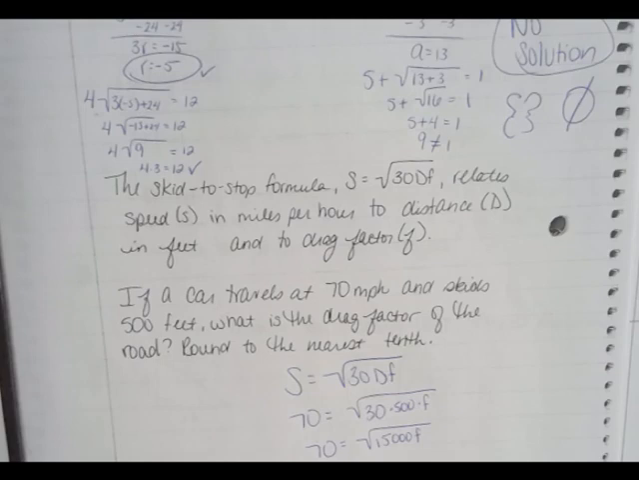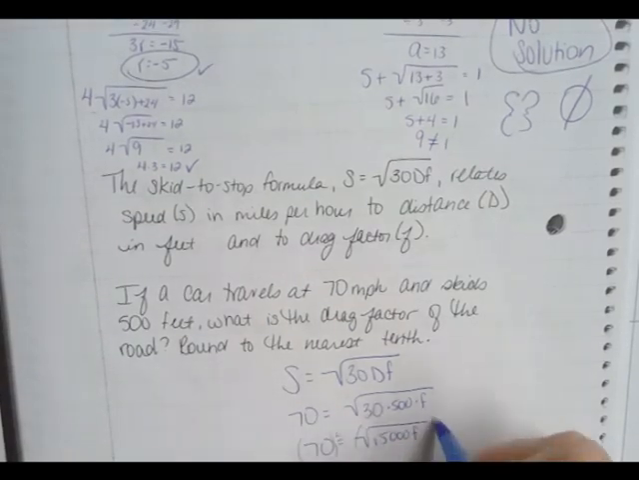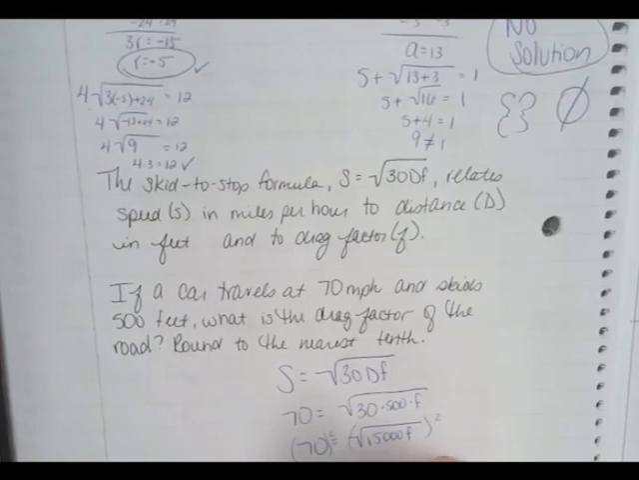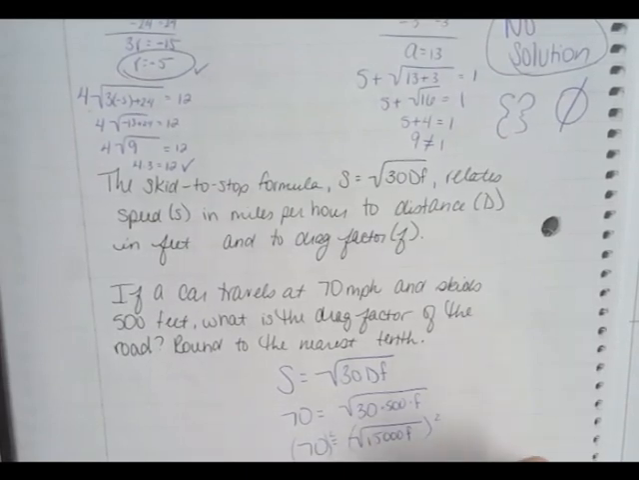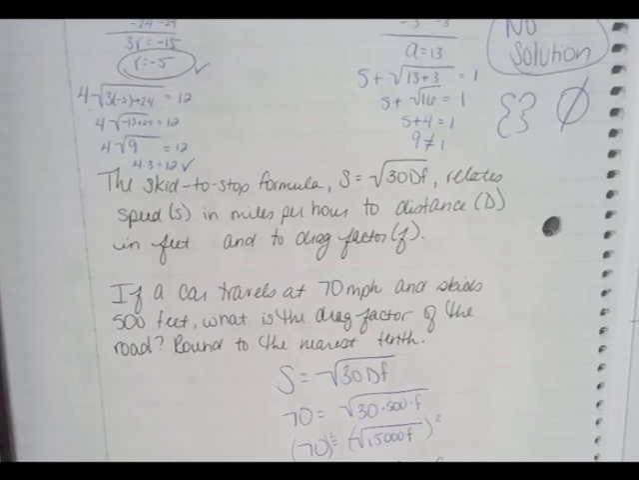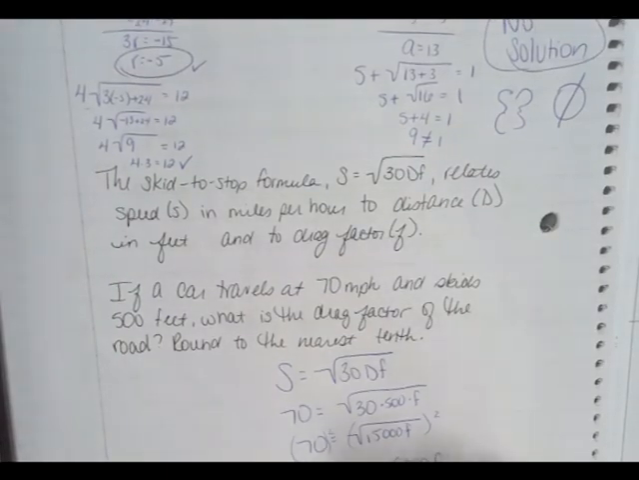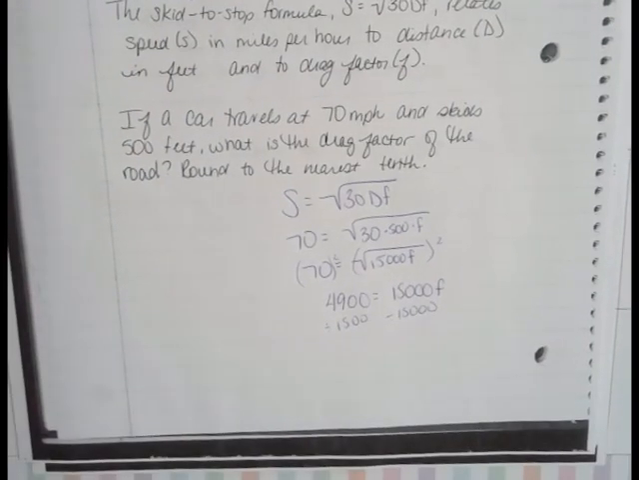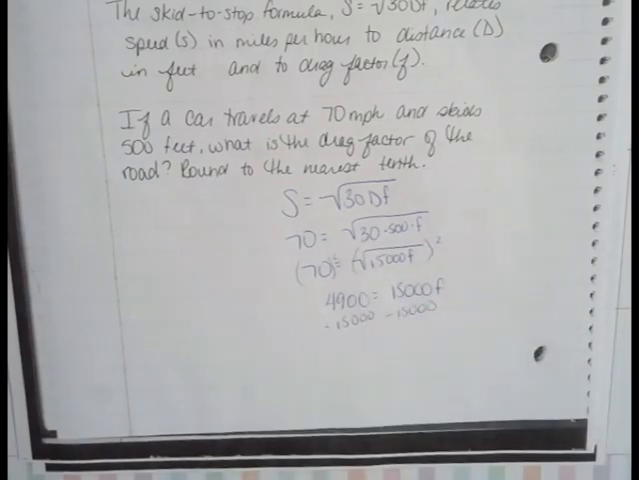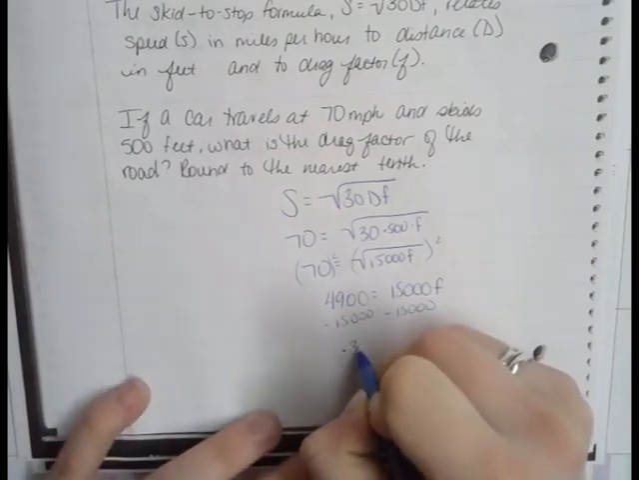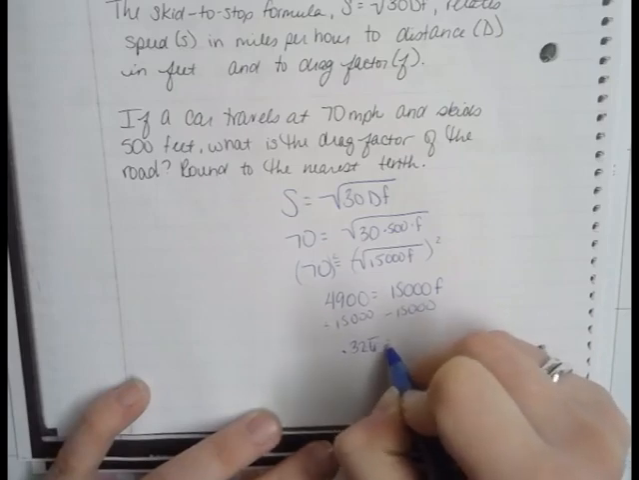And then from here, we are going to try to get rid of our radical. So we're going to square everything. 70 times 70 is 4,900, and that would equal 15,000 F. And then we're solving for F. So we would just divide both sides by 15,000. Again, you can use your calculator. 4,900 divided by 15,000 would be 0.326 repeating, and that equals F.